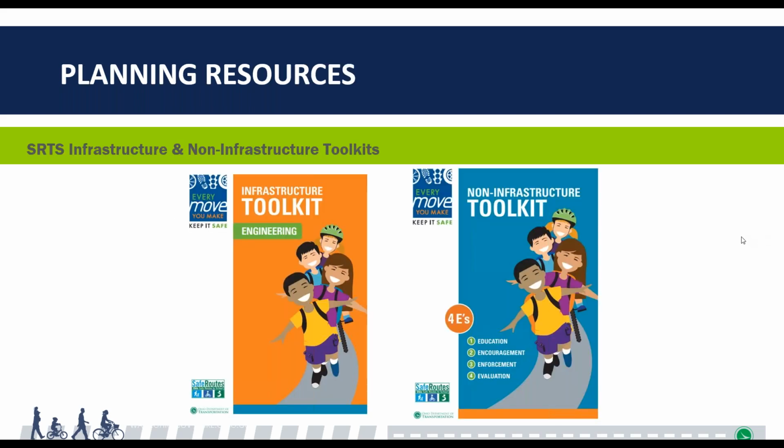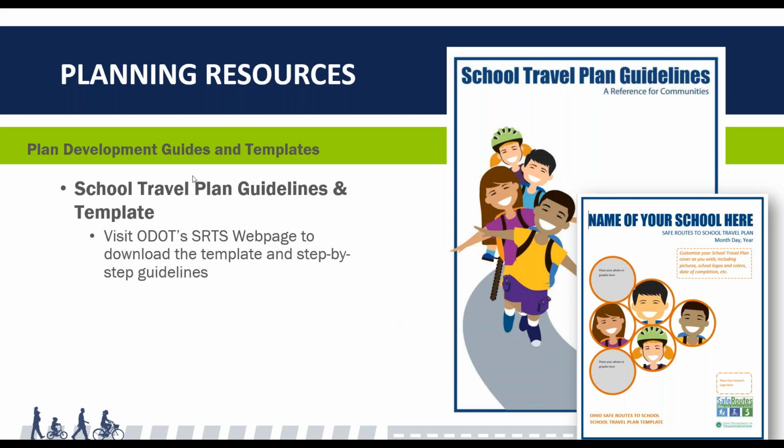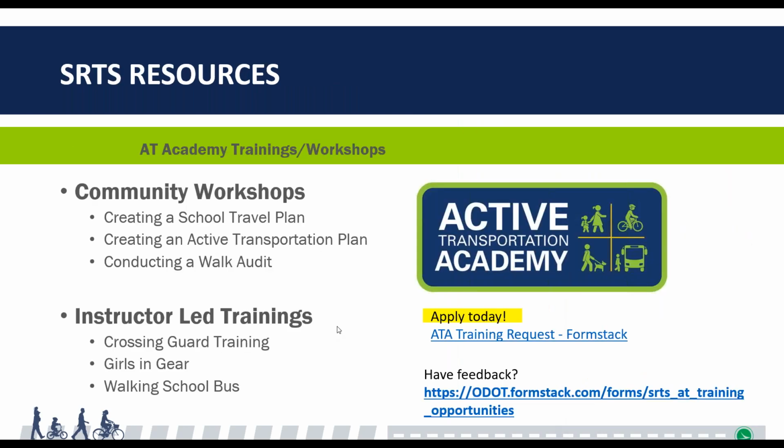We also have some toolkits available if they're helpful to you. We have toolkits on infrastructure as well as non-infrastructure ideas. We also have a variety of guides and templates to help you from a planning perspective. We host an active transportation plan development guide and template. Be sure to check out some of the supplemental resources that you would need to compile with this in order to be eligible for Safe Routes to School. That would be student travel tallies, parent surveys, and 2-mile radius maps. And then of course we have our school travel plan guidelines and template, which you can download. Both of them are Word documents, so it's really easy to plug and play information.